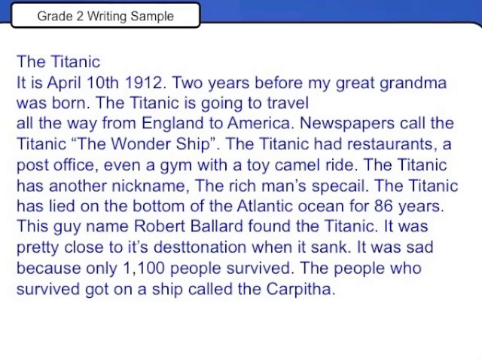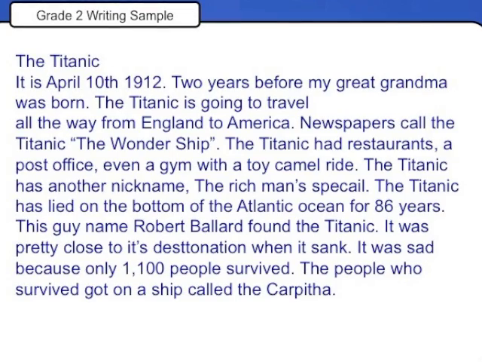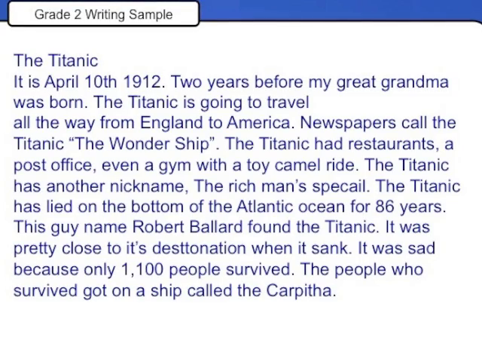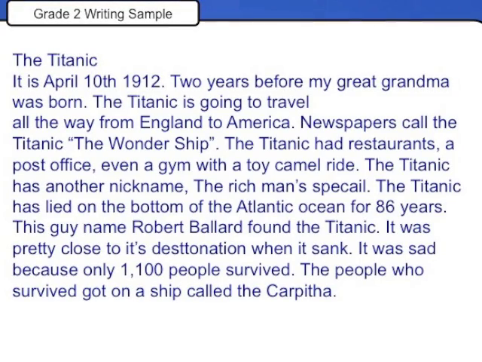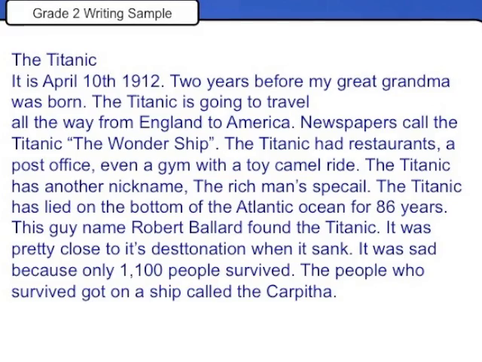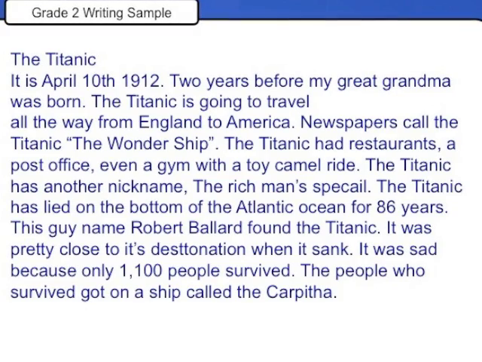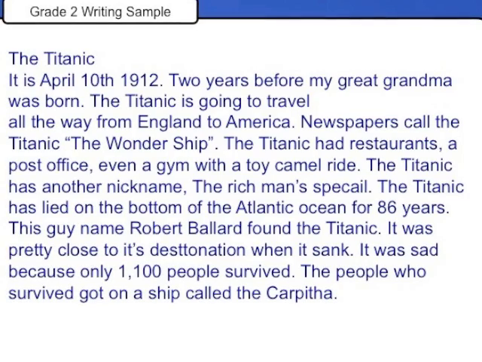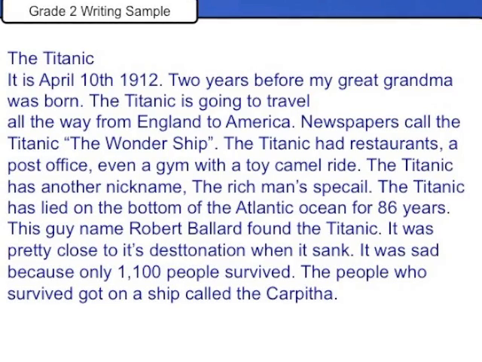The Titanic has lied on the bottom of the Atlantic Ocean for 86 years. This guy named Robert Ballard found the Titanic. It was pretty close to its destination when it sank. It was sad because only 1,100 people survived. The people who survived got on a ship called the Carpitha.